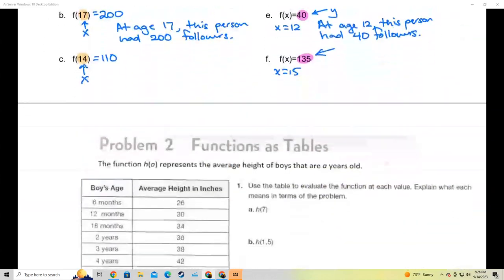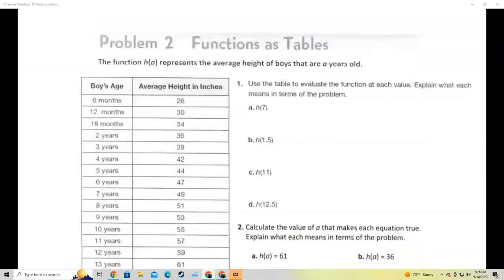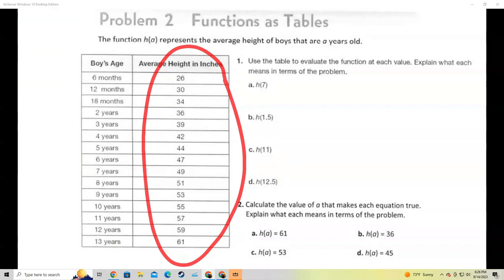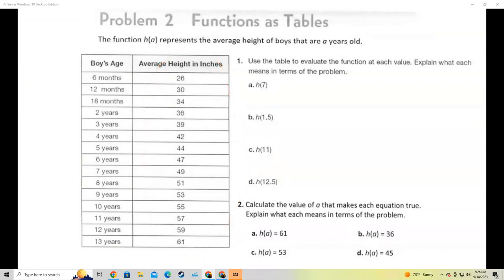Let's scroll down to the second one. The second one is very similar. It's functions as tables again. This time they tell me that the function h of a represents the average height of boys that are a years old. So here, my inputs or my x values are the ages. And what pops out is the number of inches in height that they are at that particular age.